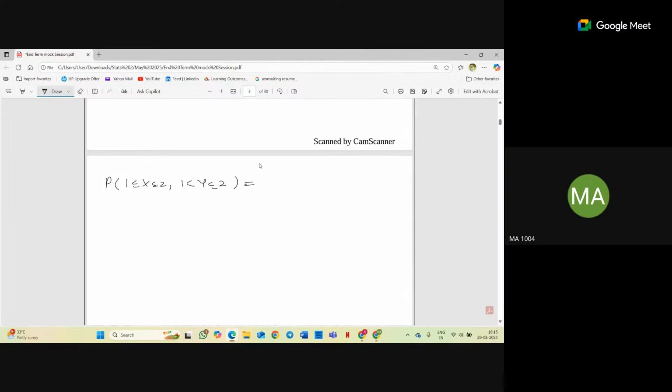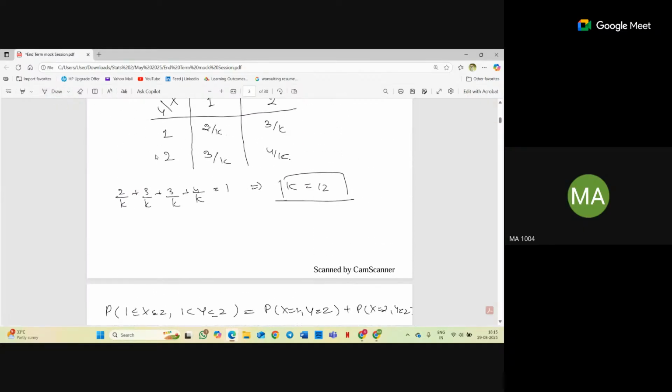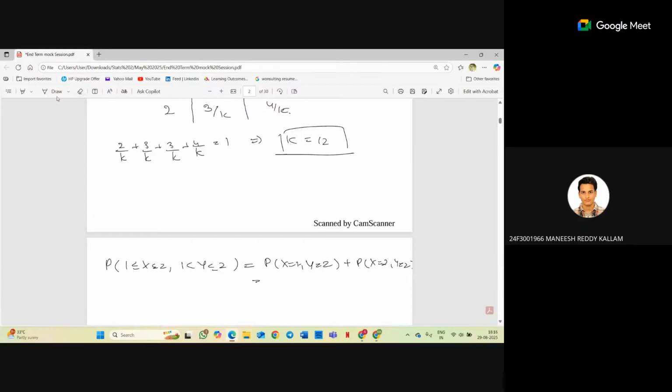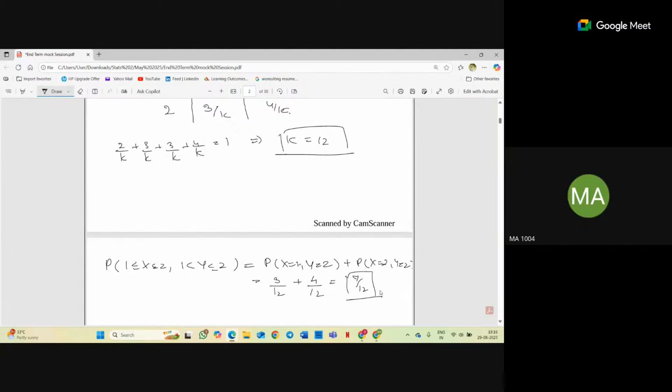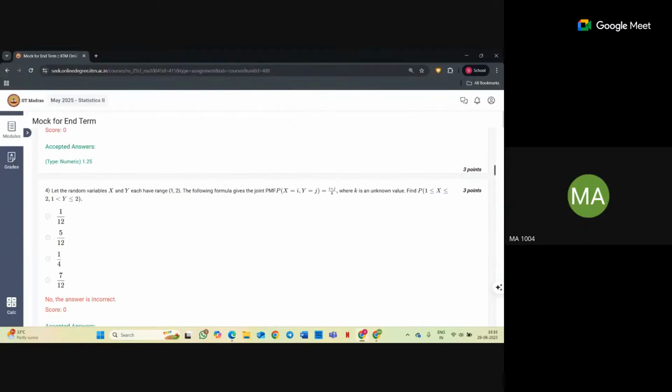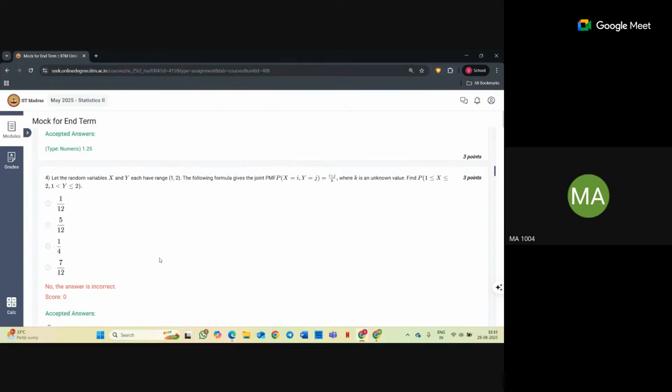So how are we going to find this? It will be the probability of (1, 2) plus the probability of (2, 2), so 1, 2 plus 2, 2. What is the value of 1, 2? 3 by k, so 3 by 12. And the value of 2, 2 is 4 by 12. So this comes out to be 7 by 12. Yes, ma'am, you're right. Is this the answer? 7 by 12. Yes.